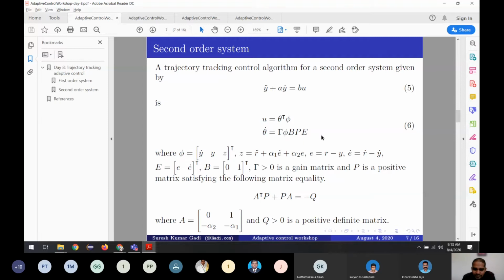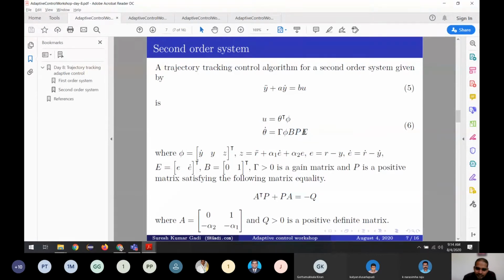Here it's very important to understand each term. This is gamma. Gamma is a gain. It's actually a matrix and it should be a positive matrix. What does a positive matrix mean? It should be symmetric and all its eigenvalues should be positive. What is B? For any second order system in this form, we take B equal to [0, 1] transpose. So it is a column matrix with two rows. The first row is 0, the second row is 1. What is P? We will see that much later.